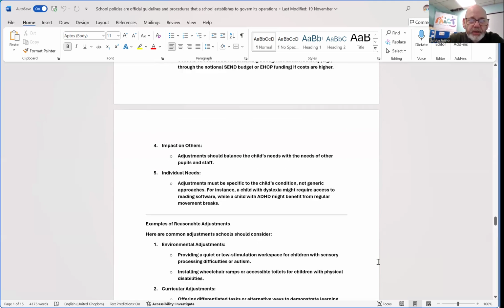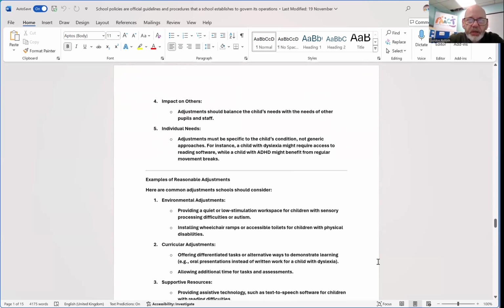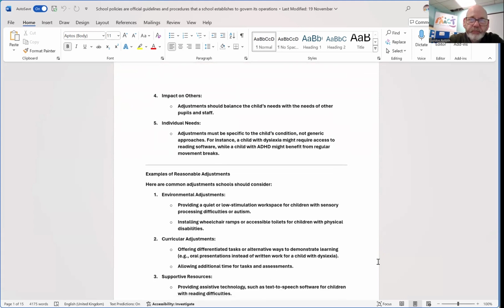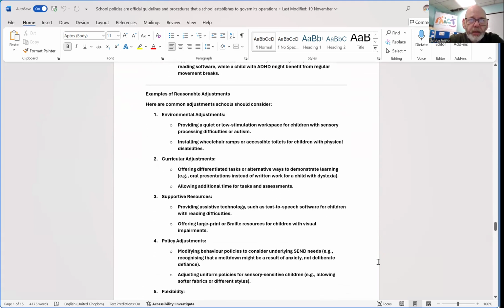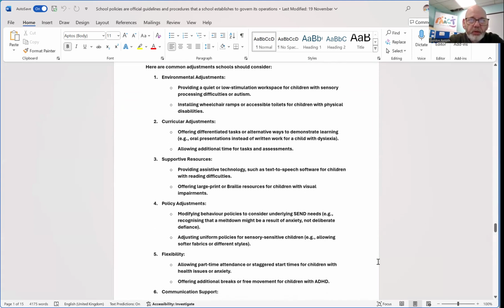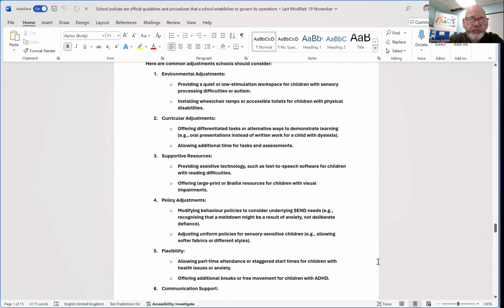Individual needs: adjustments must be specific to the child's condition, not generic approaches. For instance, a child with dyslexia might require access to reading software, whilst a child with ADHD might benefit from regular movement breaks. Examples of reasonable adjustments here are common adjustments schools should consider.